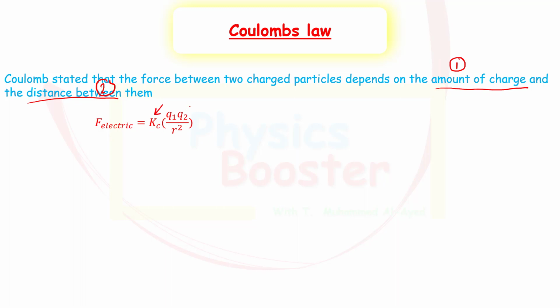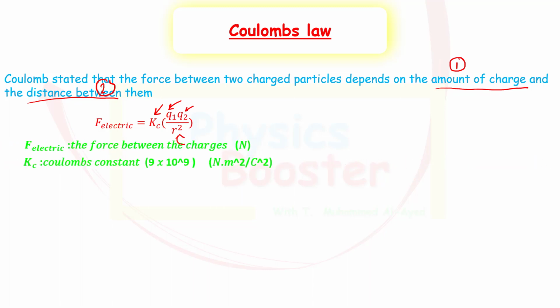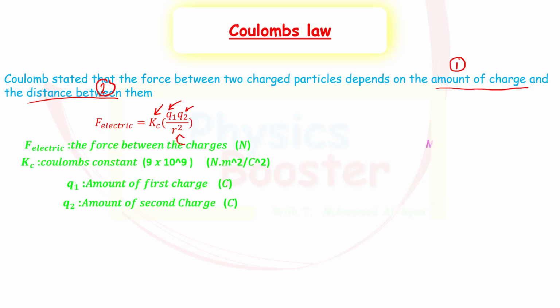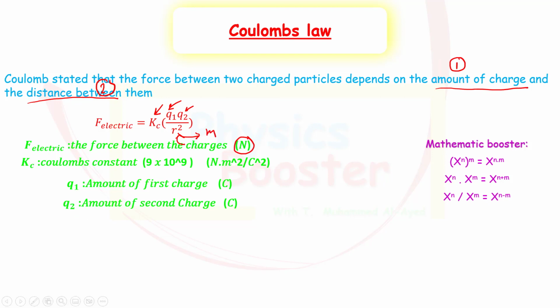This is something called Coulomb's constant, which we will be learning about in a bit. Q1 is the charge of the first particle, Q2 is the charge of the second particle, and R is the distance between these particles, as written down here. The force between charges is in newtons. It's very important to keep that in mind. Coulomb's constant is 9 multiplied by 10 to the power 9. R is the distance between these particles, and its unit must be in meters.